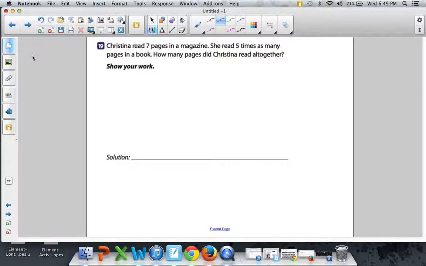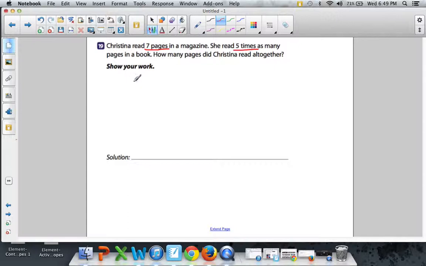Christina read 7 pages in a magazine. Okay, thank you for that information. She read 5 times as many pages in a book. How many pages did Christina read altogether? All right, this one, they scare us with division and stuff, and then on these big problems that are a little more important, they give us the basic stuff, and this is basic.